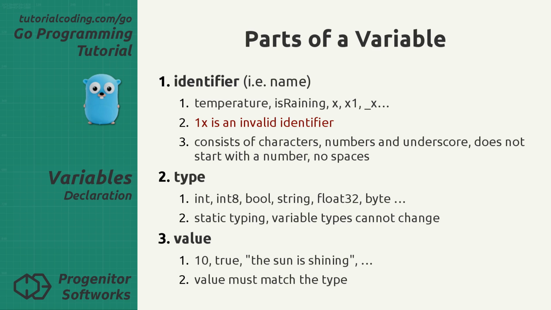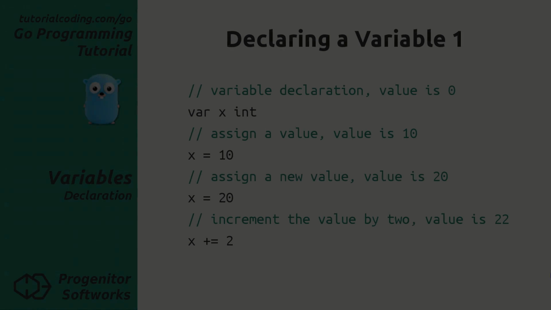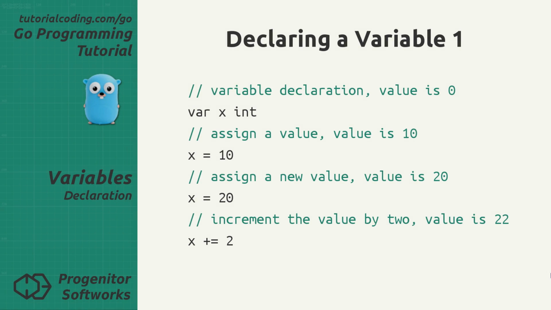If you want to convert the value of a variable to another type, you will have to assign the result to a new variable that has the desired target type. The most expressive form to declare a variable is to use the var keyword followed by the variable identifier and its type. This will create a new variable and initialize it to the type's default value. After the variable has been declared, it can be used in computations and new values can be assigned.